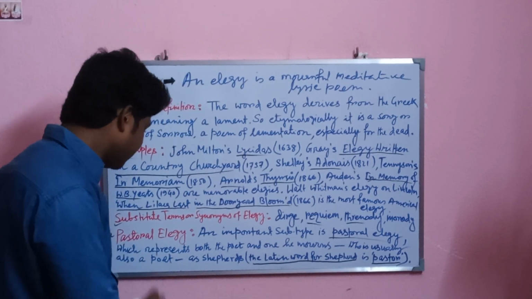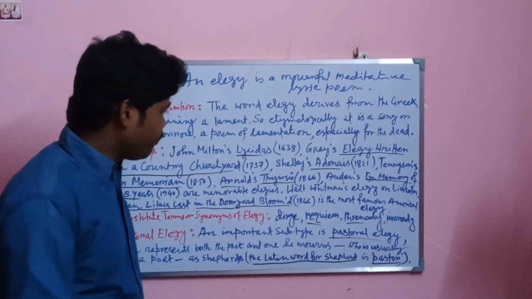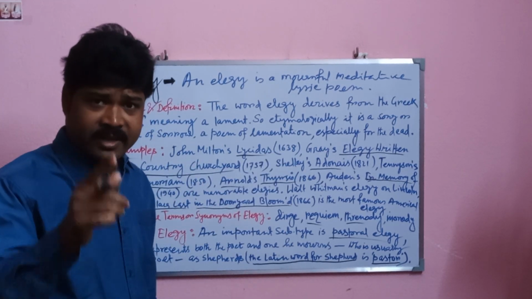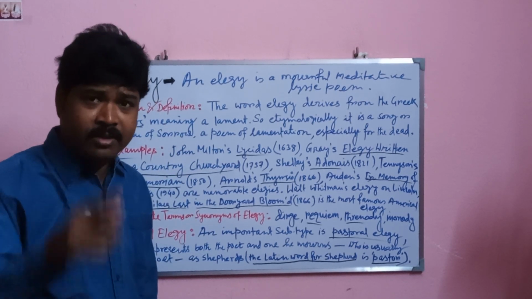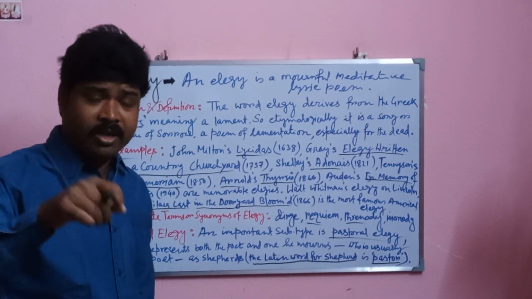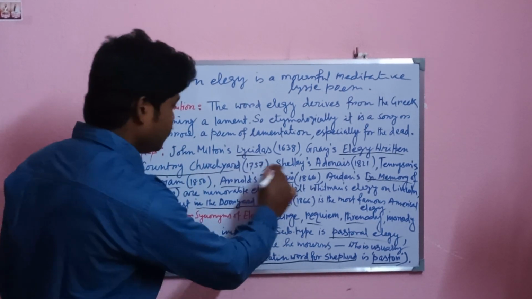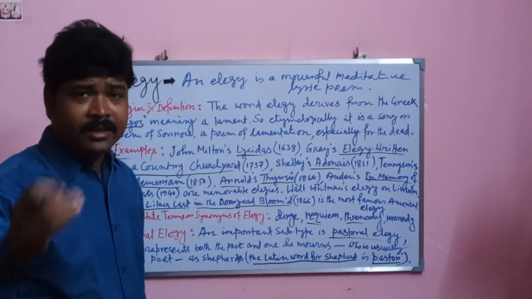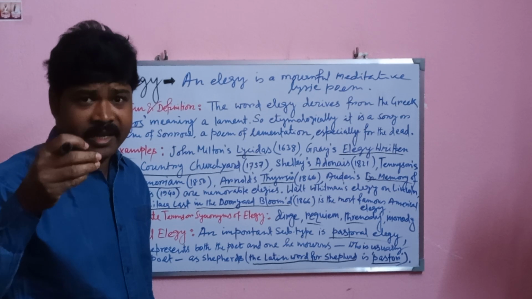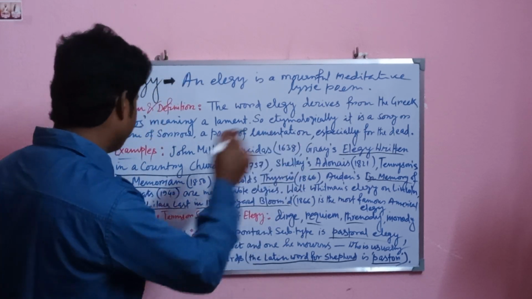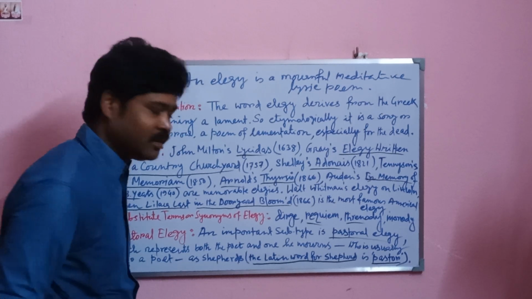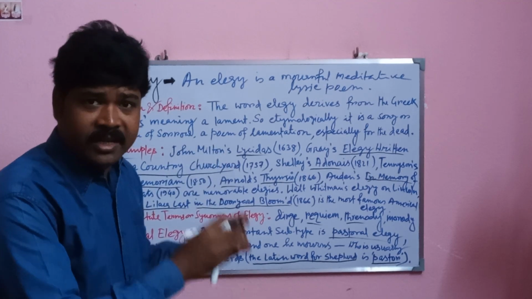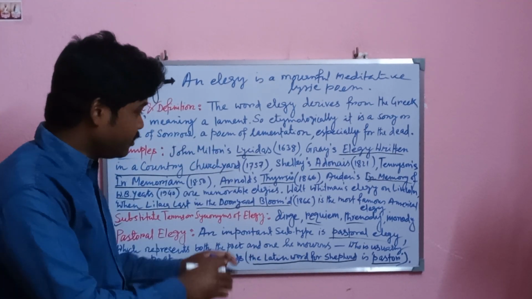Then friends, the notable examples of pastoral elegies are John Milton's Lycidas and Edmund Spenser's Astrophel on the death of Sir Philip Sidney, who died at the Battle of Zutphen, and Shelley's Adonais, about the sudden death of the romantic poet John Keats, who died at the age of only 26, and Arnold's Thyrsis. All these are great and finest examples of pastoral elegies in English literature.